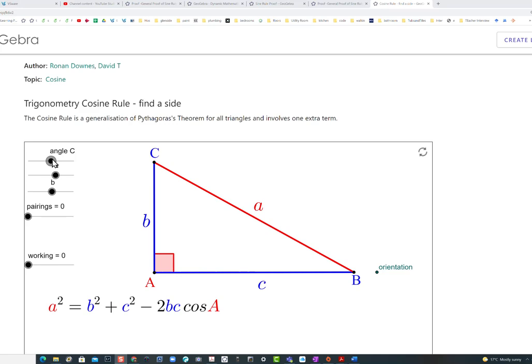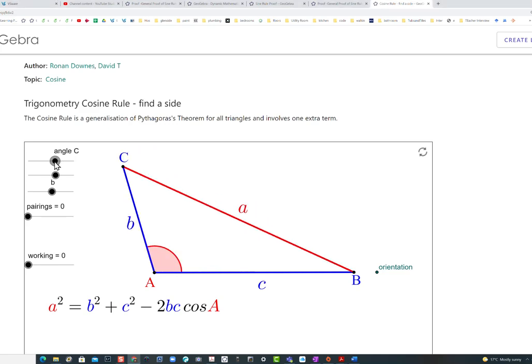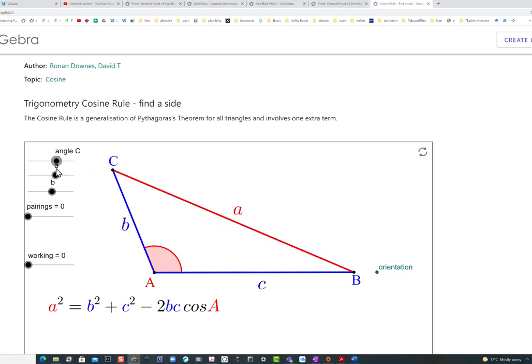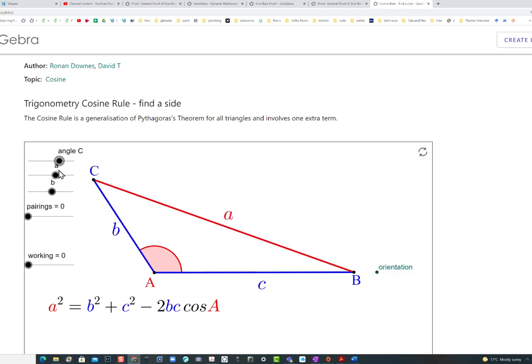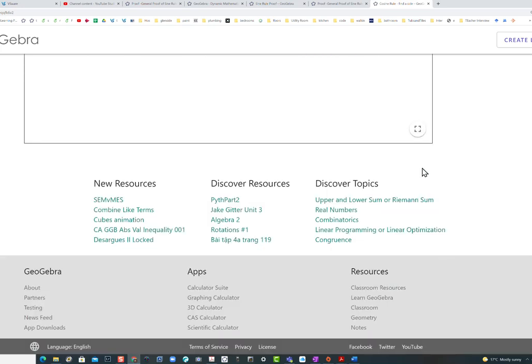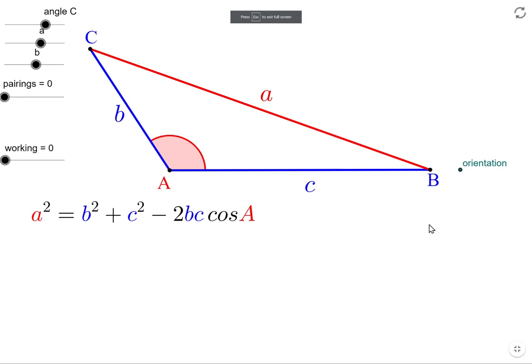However, in a general triangle, there's no guarantee that you'll have a right angle triangle. It's a very special case. And so this is the general form. Now let's blow it up and take a closer look at the workings.